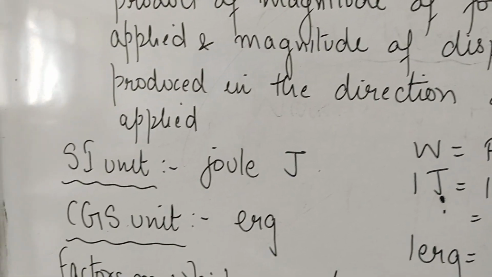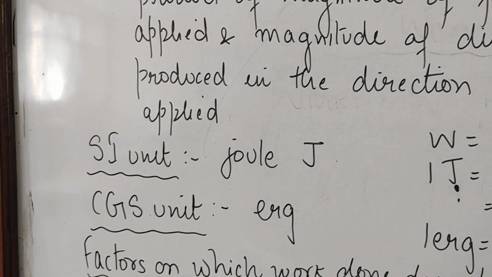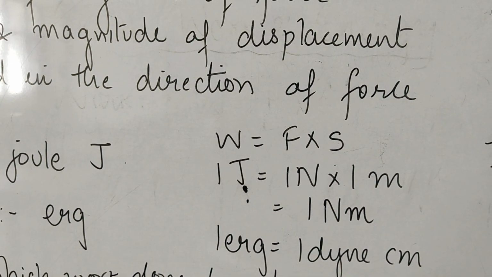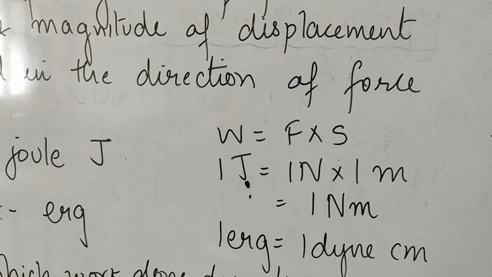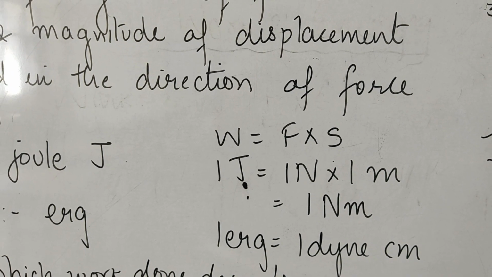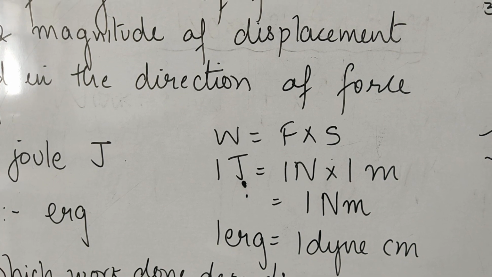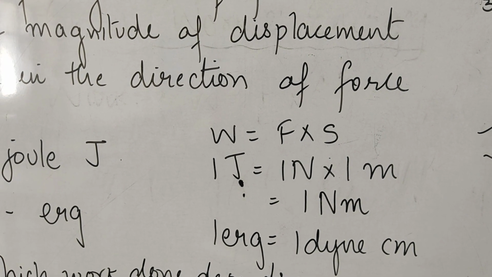Similarly, we can have the CGS unit of work here. The CGS unit is erg and we can define it in the same manner. From this equation, we have 1 erg = 1 dyne centimeter. Work done is said to be 1 erg when 1 dyne of force is applied on a body and the displacement produced is 1 centimeter in the direction of force applied.